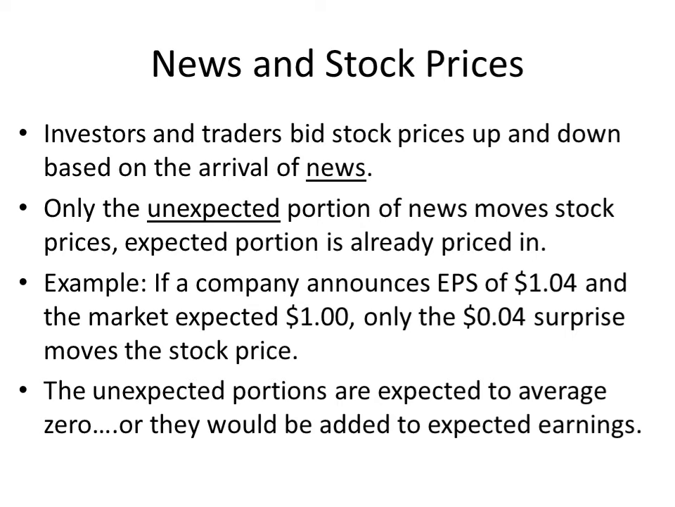Let's do an example here. If a company announces earnings per share of $1.04 and the market expected $1, only the 4-cent surprise moves the stock price. The market already had priced in the expected $1 announcement of earnings. Now, the unexpected portions are expected to average 0. Why? If they didn't average 0, they would be added to the expected earnings.